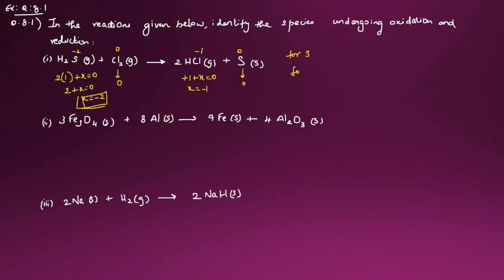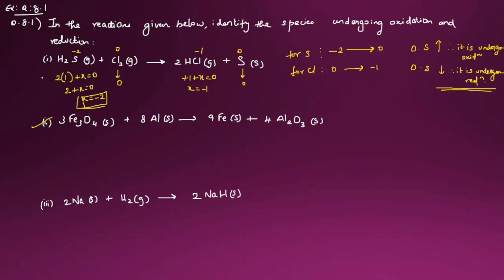So for sulfur, the oxidation state changes from minus 2 to 0, and for Cl, it changes from 0 to minus 1. So in case of sulfur, the oxidation state increases, right? But in Cl, if you see, oxidation state decreases because it goes from 0 to minus 1. Therefore, since sulfur's oxidation state increases, it is undergoing oxidation. And in the same way, for Cl, since oxidation state has decreased, we can conclude that it is undergoing reduction.